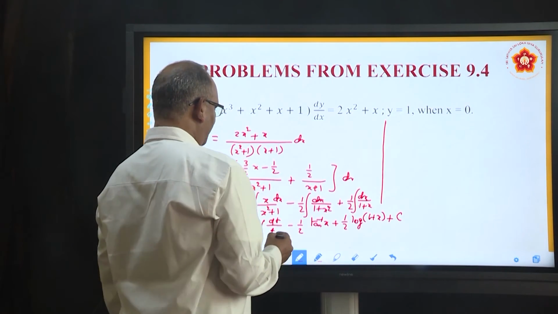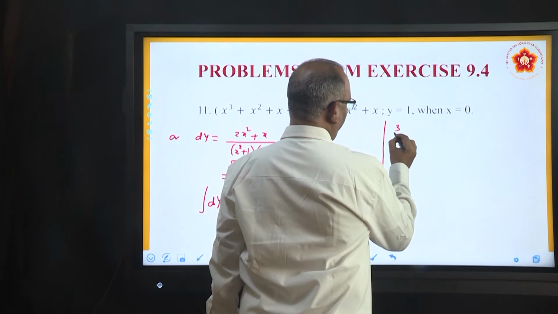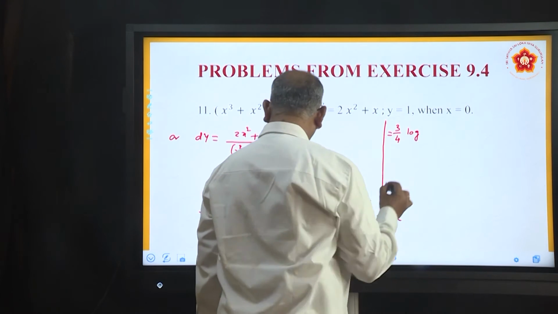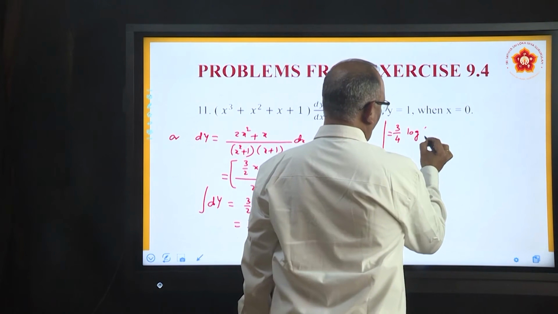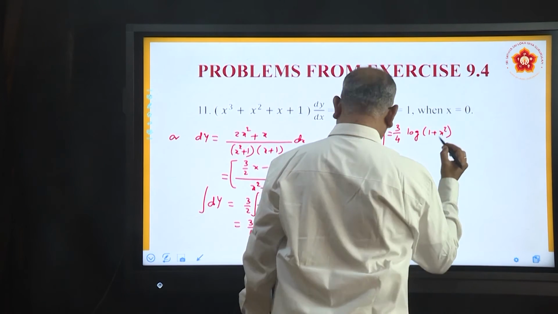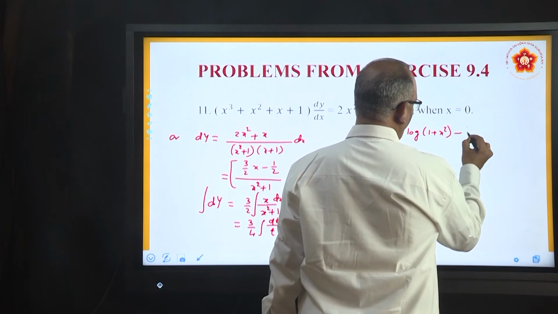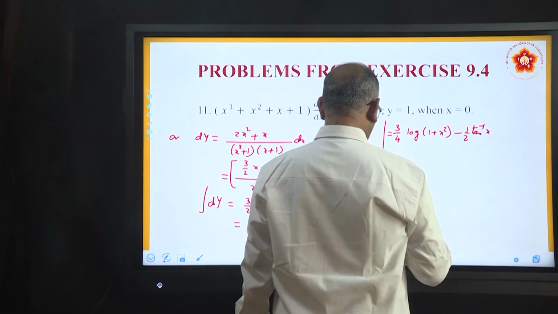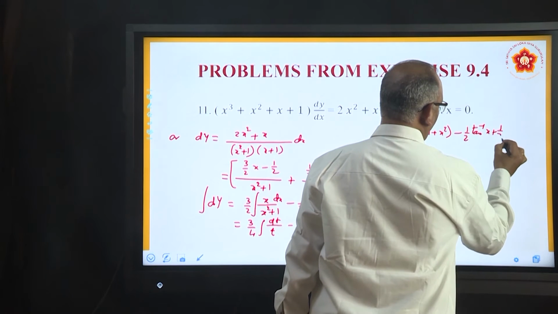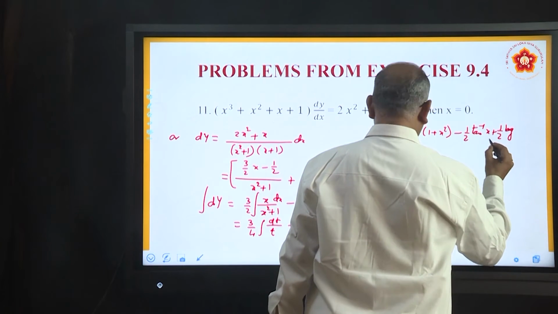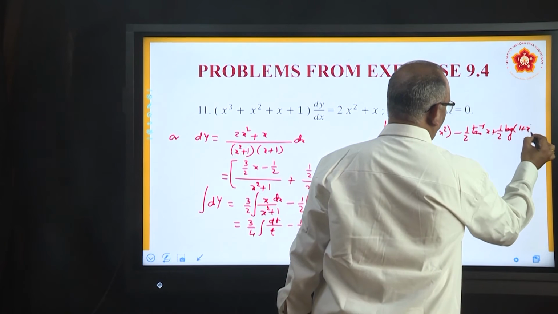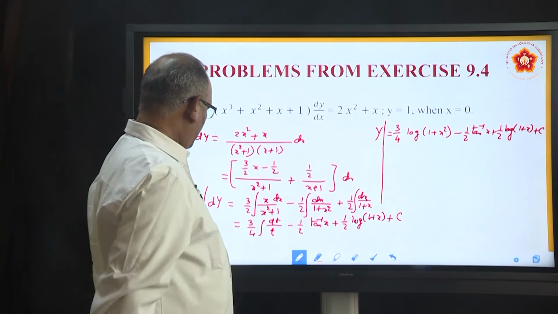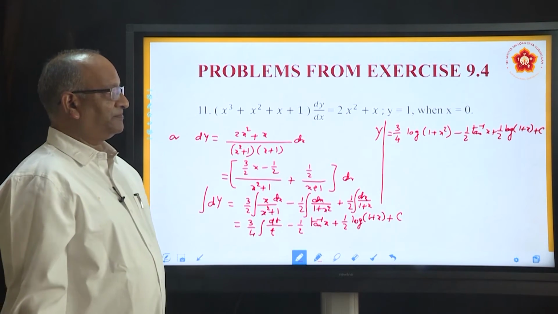So, what do we get? 3 by 4 log t. What was t? 1 plus x square, minus 1 by 2 tan inverse x, plus 1 by 2 log 1 plus x, plus c. This is the value of y, because integral of dy is y.